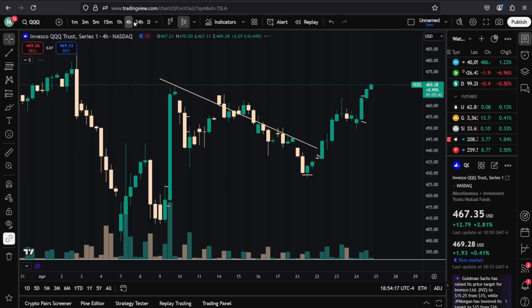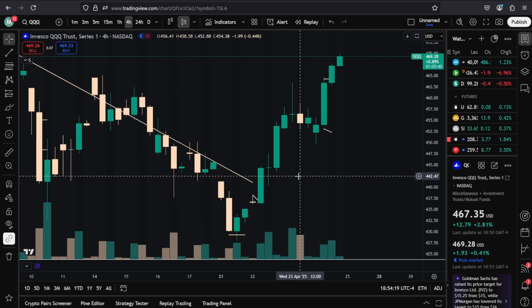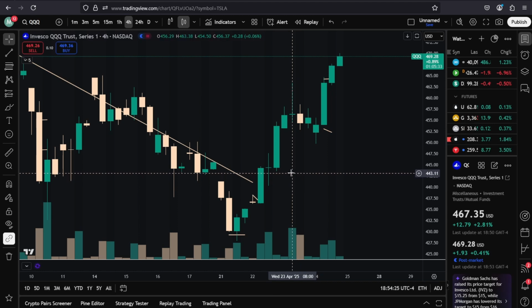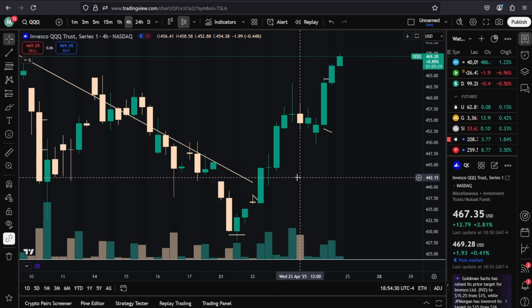Going to the 4-hour time frame, we can see exactly where price action comes in, where the volume comes in, at which point of the day. The first bar that you see that spiked up is your first half of the trading day. Second bar is your second half.